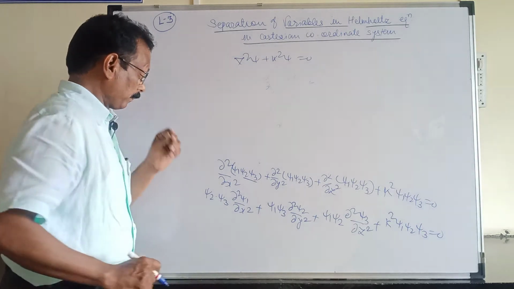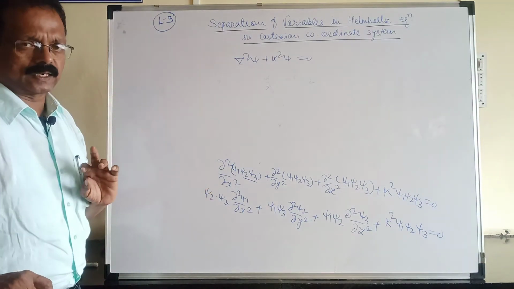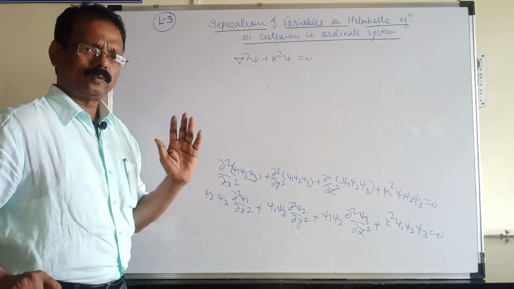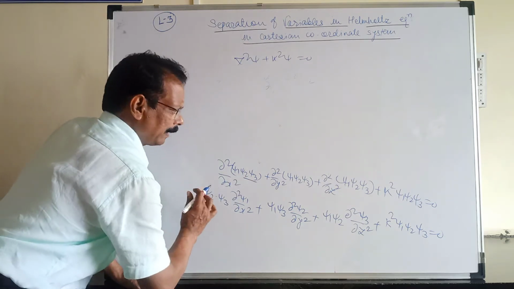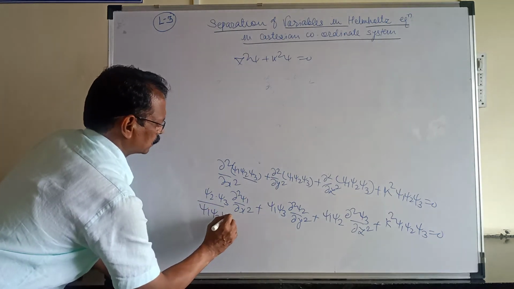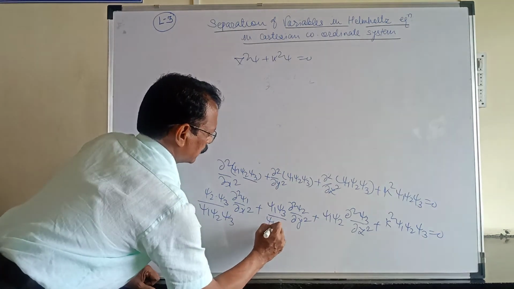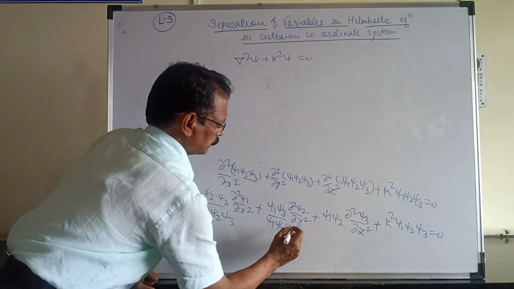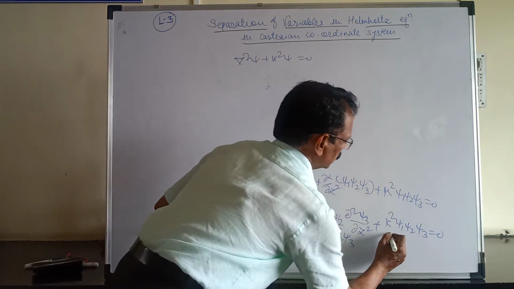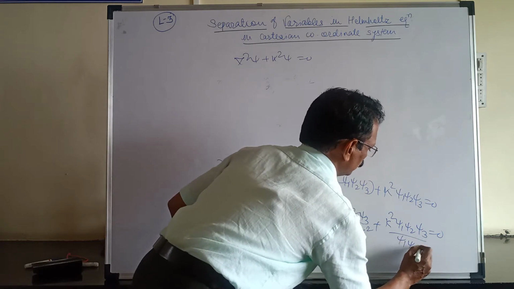Now this is the next equation. We have to divide throughout by psi 1, psi 2, psi 3. Without wasting time, we can write: divide throughout by psi 1 psi 2 psi 3. So each term is divided by psi 1 psi 2 psi 3.